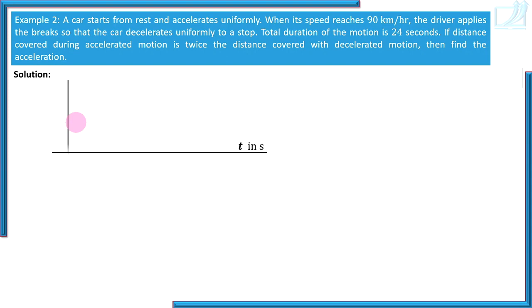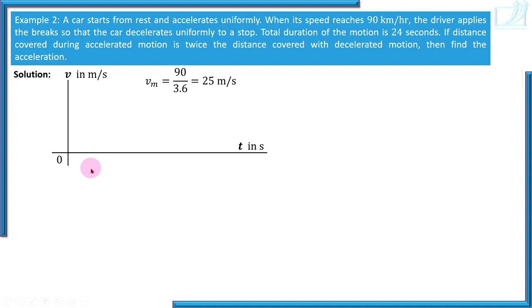So time along the x-axis, velocity along the y-axis. Motion starts from rest, means initial velocity is 0. At t equal to 0, velocity is 0. It accelerates uniformly, means velocity increases uniformly. So it is a straight inclined line. But velocity is given in kilometers per hour, so you should convert it into meters per second. And it is 25 meters per second.